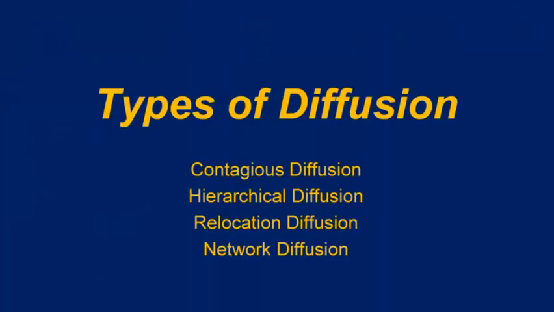If we go back to chapter 1, I talked about different types of diffusion. This means the spread of different ideas, the spread of information, the spread of knowledge, the spread of fashion trends, but it can also be the spread of diseases. So I'm going to come back and use those terms, specifically contagious diffusion, hierarchical diffusion, and network diffusion.